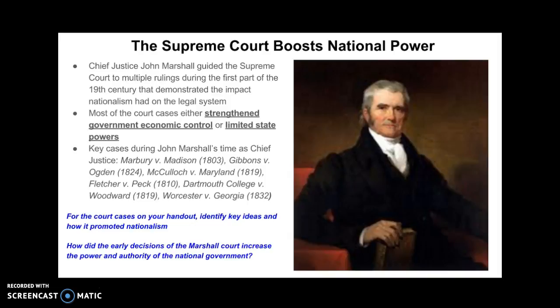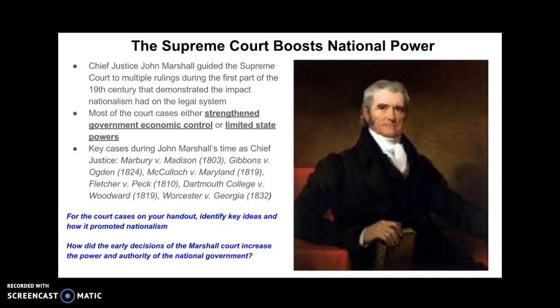So if nationalism is going to be a central theme or concept of these lecture notes, we need to know what nationalism is. So what is nationalism? What would be a good definition for nationalism? Nationalism is the belief that national interest should be placed ahead of regional concerns or the interest of other countries.